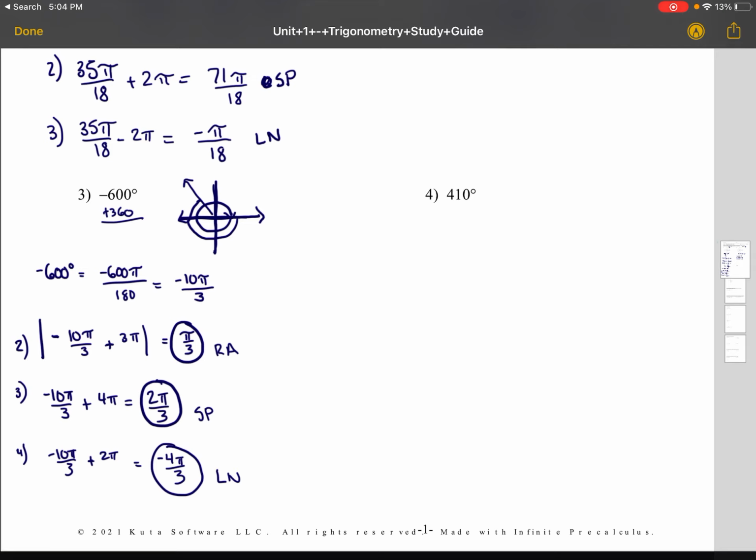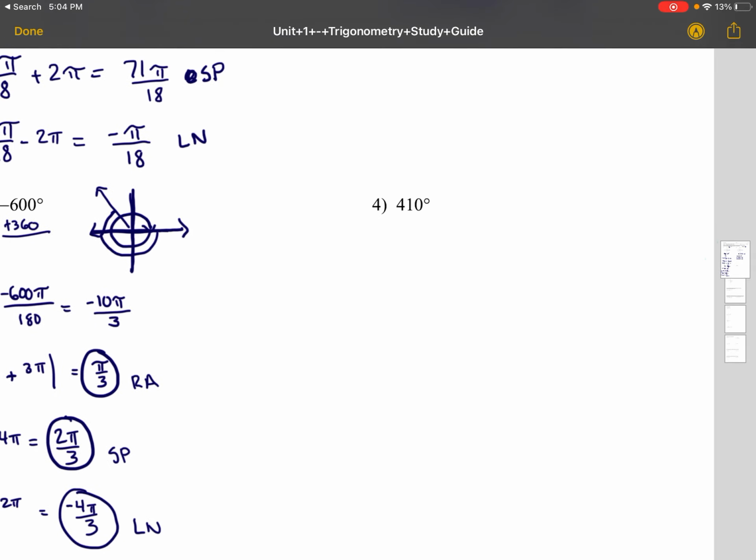Number 4, 410 degrees. So let's see where that angle is. Since it's positive, we're going to go around the unit circle this way. That's 360, and then we need to add 50 more. So we stop right here. So the angle is in quadrant 1.